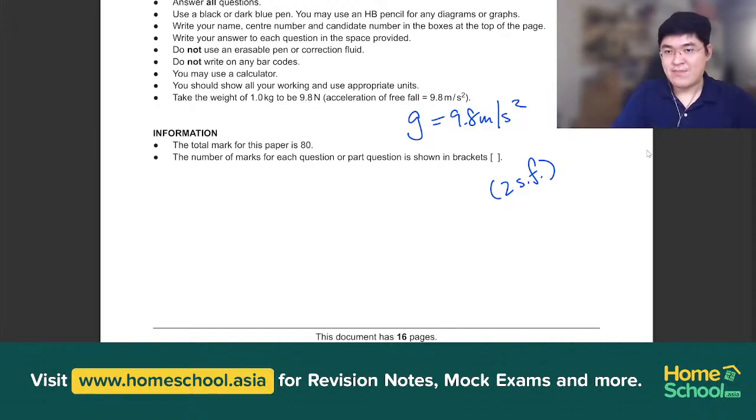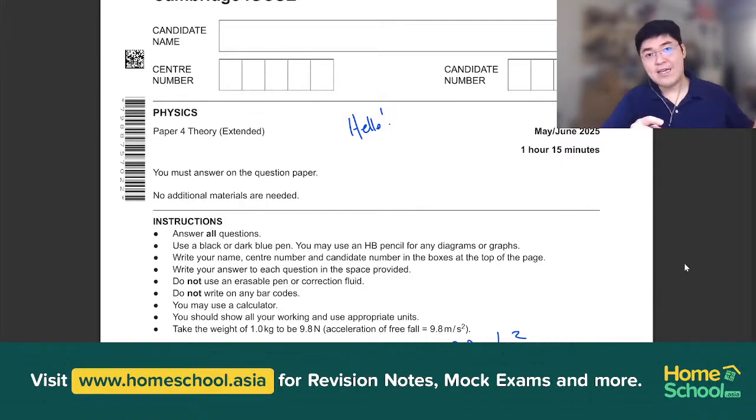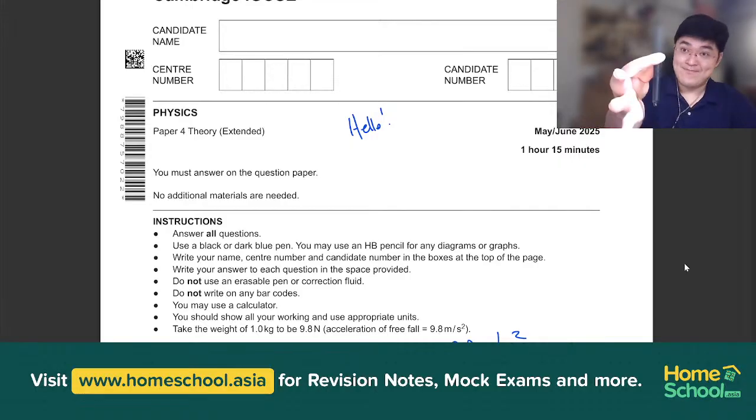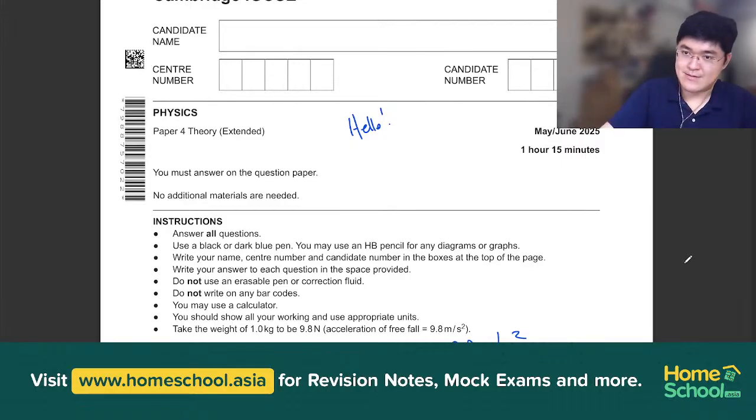This paper is paper 4.1. It is 1 hour 15 minutes long. If you have any issues, you can print out the entire paper and work together with me to solve each and every question. Do take note, bring yourself a ruler, and for the parts that require you to draw on the paper, use a pencil. I currently use a Wacom, so I can't say it's a pen or pencil, but for you who are solving the paper, please use a pencil.